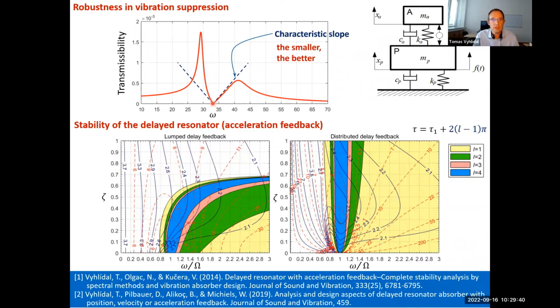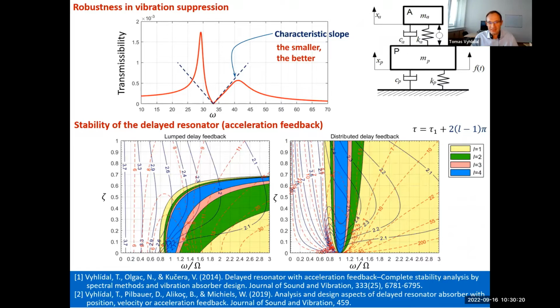If we want to look at the robustness, from both diagrams we see that we can have quite some decay of the performance of the resonator when we don't know the excitation frequency perfectly, if you have a mismatch between the design and the true excitation frequency. So this is a disadvantage of these simple structure delay control rules.